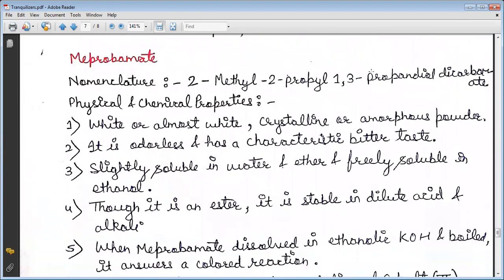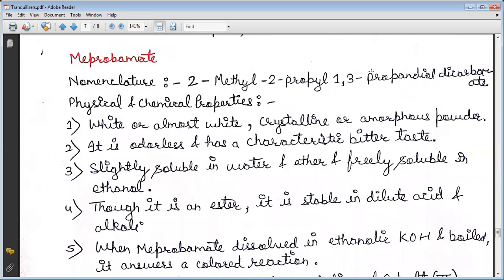The nomenclature includes 2-methyl-2-propyl-1,3-propanediol dicarbamate. The physical and chemical properties are white or almost white crystalline or amorphous powder. It is odorless and has a characteristic bitter taste, slightly soluble in water and ether and freely soluble in ethanol. Though it is an ester, it is stable in dilute acid and alkali.